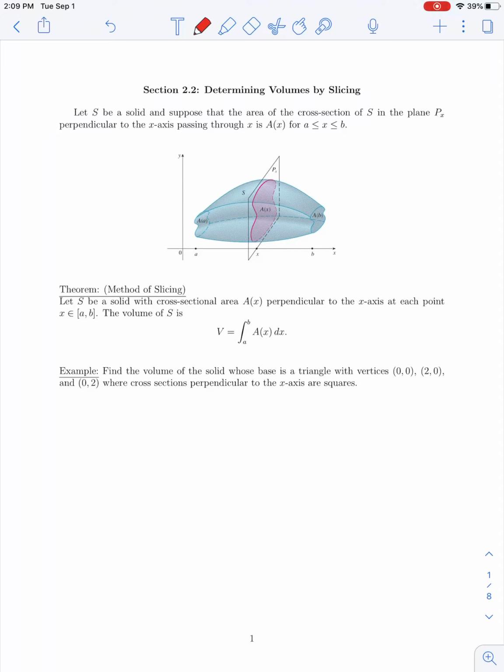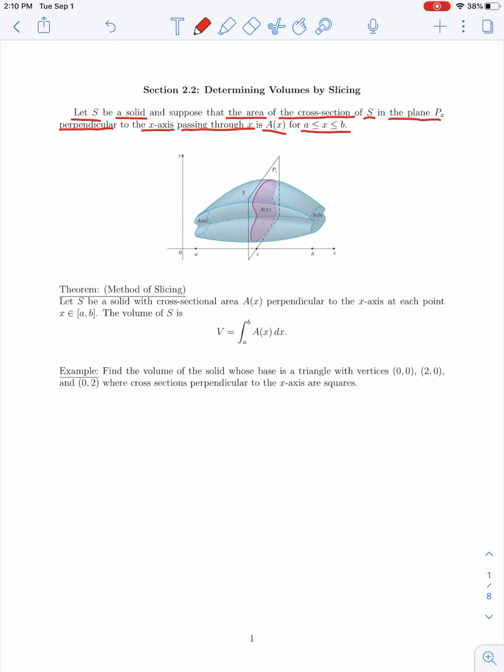Okay, in this lecture, we're going to start talking about our section 2.2 material, which is on determining the volumes of solids by slicing. So to start our discussion, let's pose the following question. Let us suppose that S is some solid and that the area of the cross-section of that solid in the plane, which I'll call P sub x, perpendicular to the x-axis, and passing through x is given by A of x for all values of x from A to B.